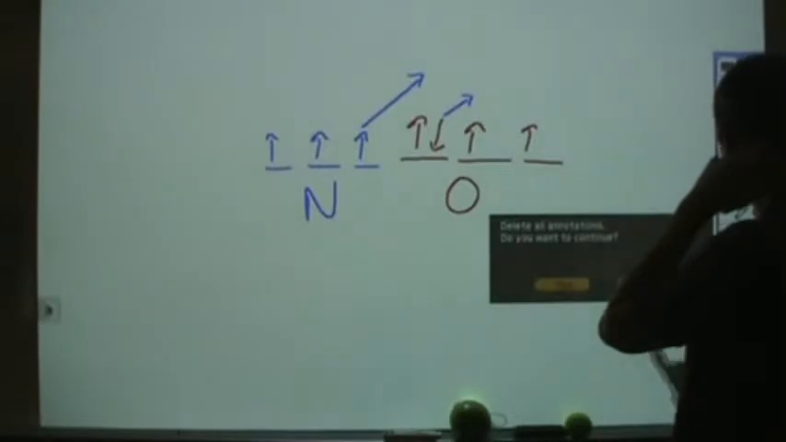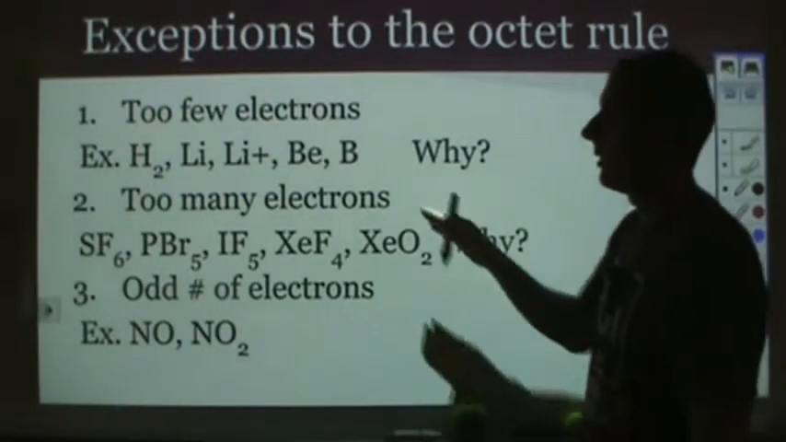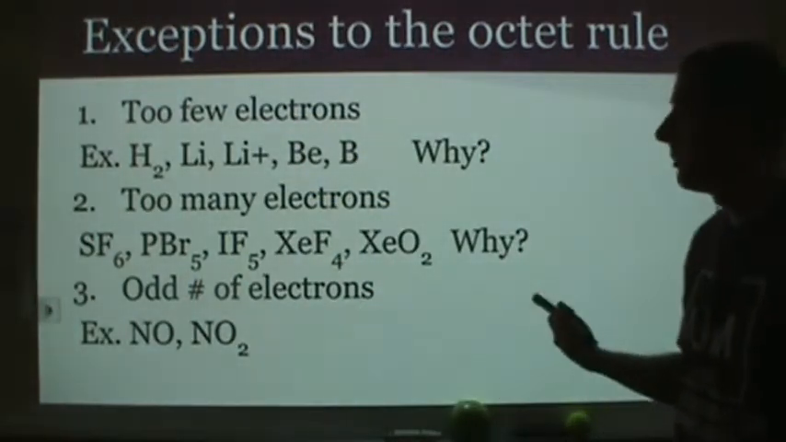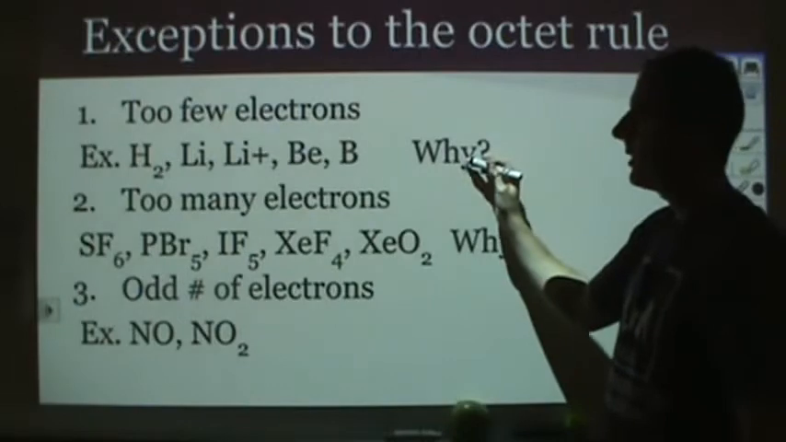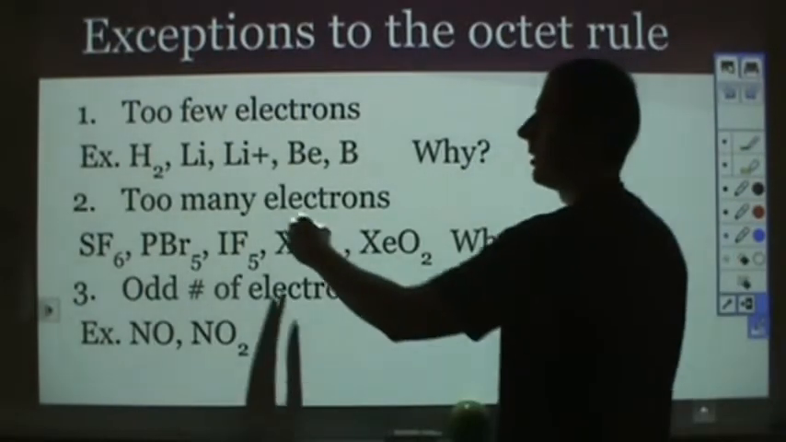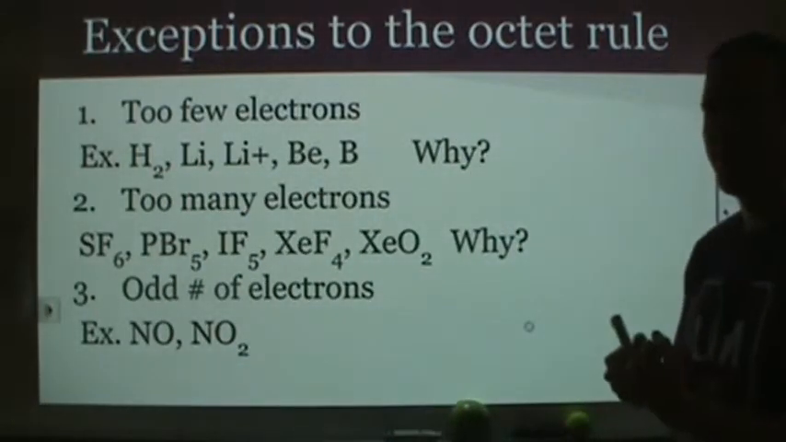Okay? So, if we go through and look, there are a lot of exceptions to the octet. There are a lot of things that you're not going to be able to get to 8 electrons. They just don't have the sheer numbers to be able to do it. It's not because there's some loser atom that can only have 2 electrons or something along those lines. It's because they just don't have the proton capabilities to attract that many electrons.